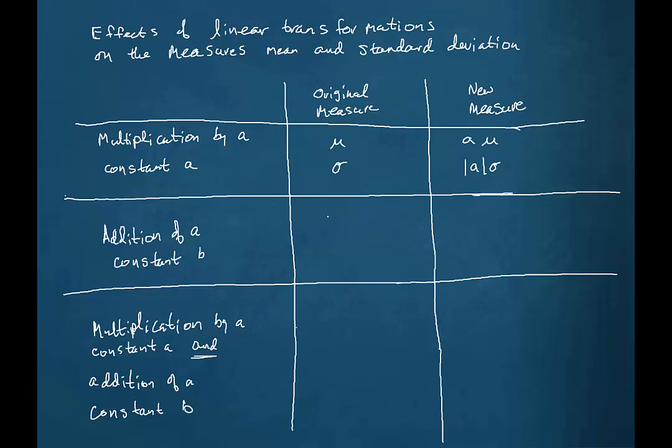If our original measure is mu for the mean and sigma for the standard deviation, then when we add a constant b, the new measure will be mu plus b. So we'll just add that constant to the mean.